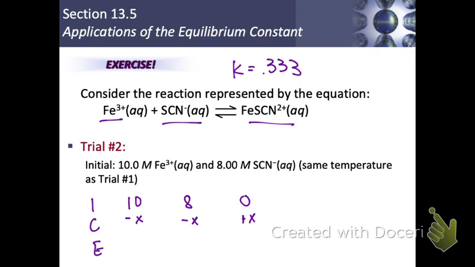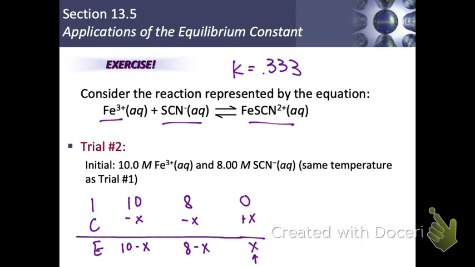But now our issue is that really we're solving for this guy, right? If we put it at equilibrium, we're really solving for this guy, but it didn't tell us like it did in my last one. So all I get to do is just leave it as an X for right now, because 0 plus X is the same as X. Would we agree with that? Really, I'm going to put this whole thing in 0 plus X, but that's just X. My equilibrium concentration of SCN would just be 8 minus X, and then of iron would be 10 minus X.